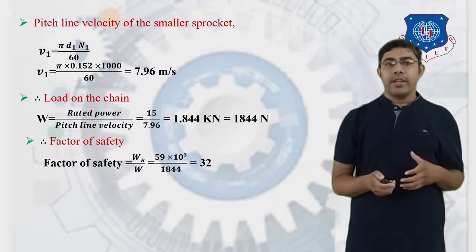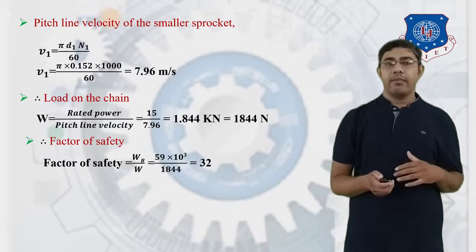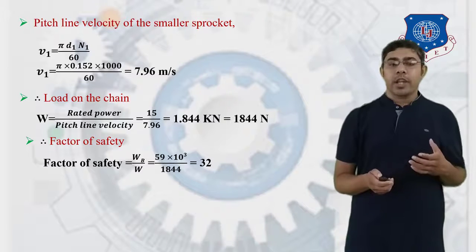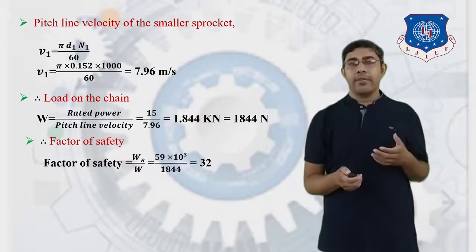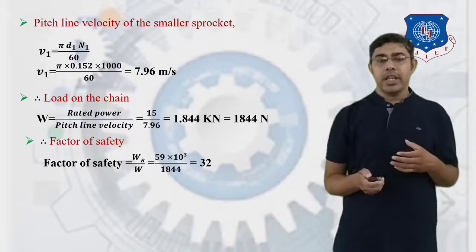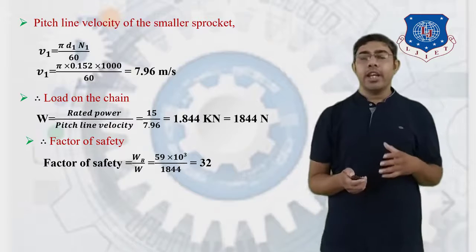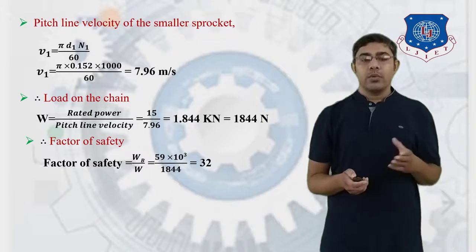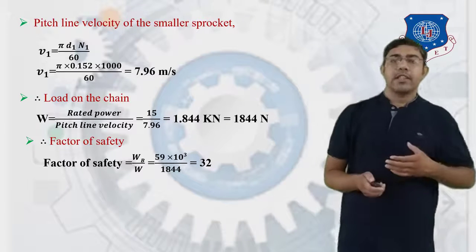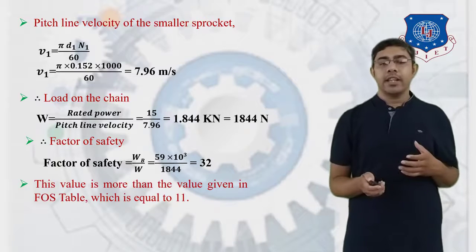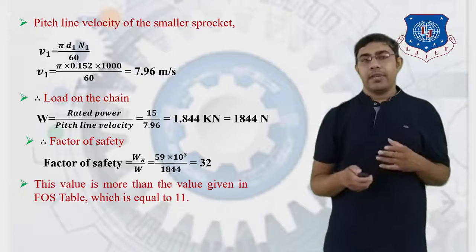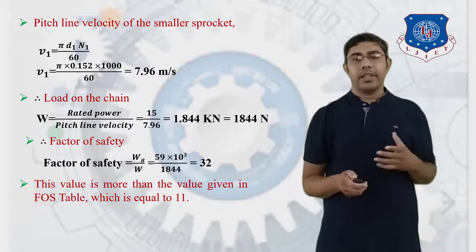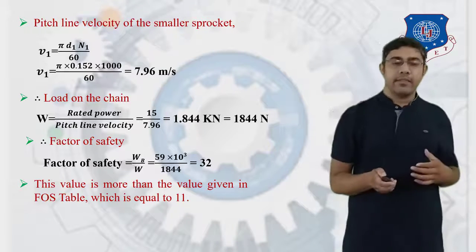Now next is the factor of safety. So the factor of safety is WB divided by W. WB is taken as 59 into 10 raised to 3 and W is 1844. So we get the factor of safety as 32, which is higher than the factor of safety in the tables, and according to the factor of safety tables it is 11.